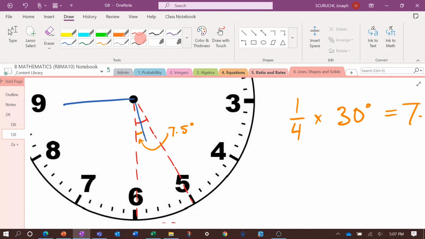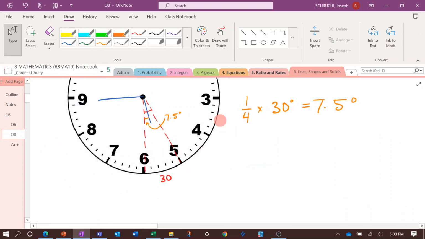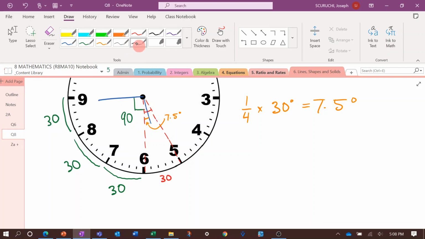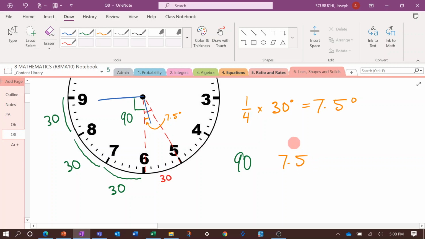And now what I have to do is figure out what the rest is. Well, I know that this here is 30. I know this here is 30. I know this here is 30. So that means from here to that red dotted line, this is going to be 30, 60, 90. It's just a right angle, isn't it? It's just 90 degrees. So that means my final answer is going to be, I have 90 degrees, I have 7.5 degrees. That means my final answer is going to be 97.5 degrees.